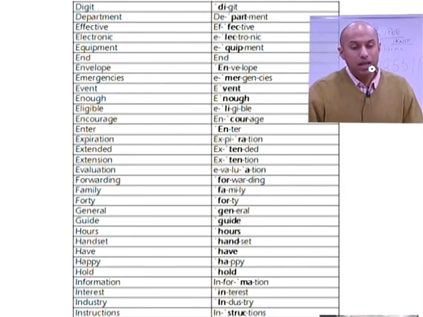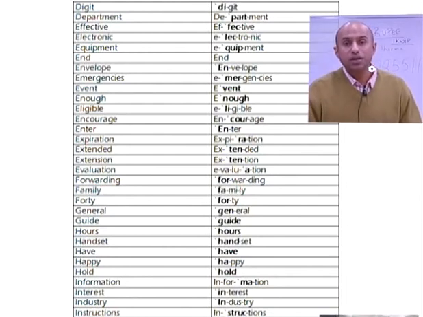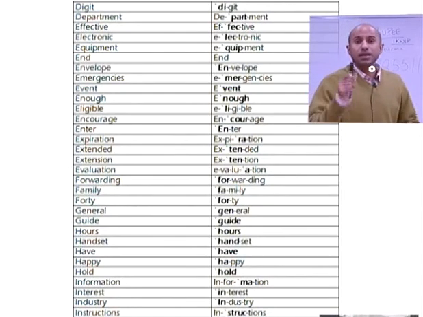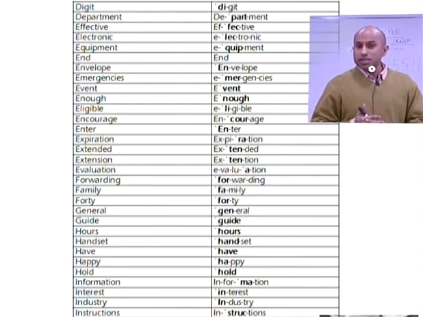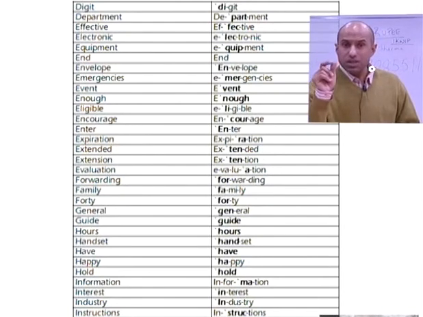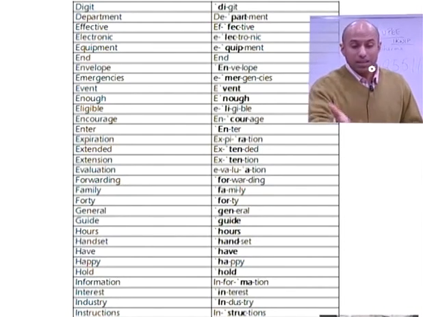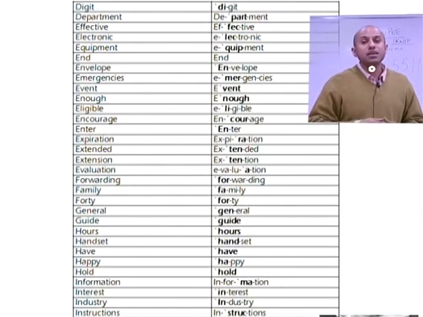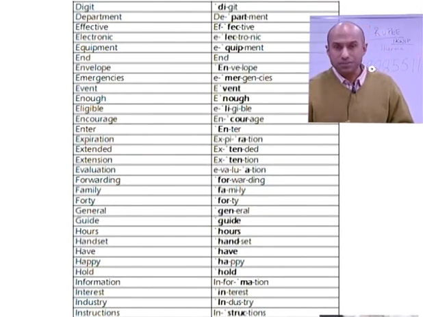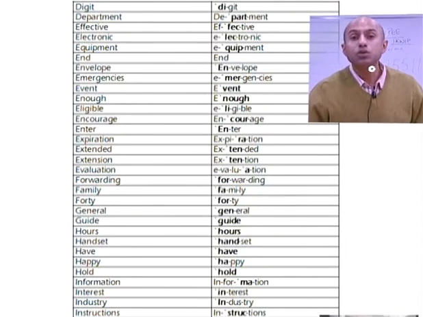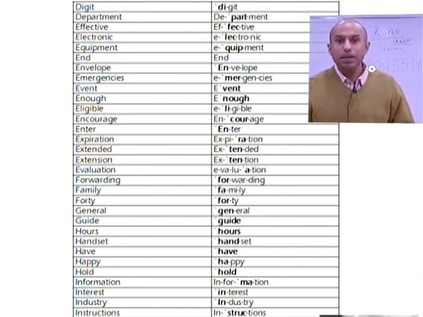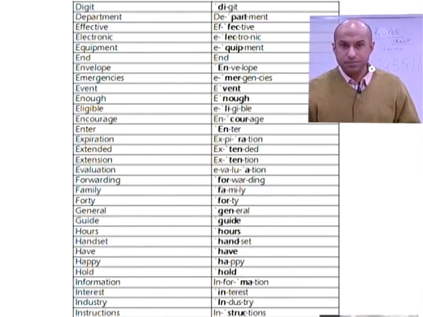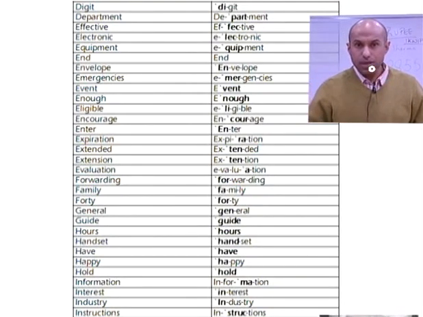Yes, extended, extension, evaluation. What did we say in the beginning? We said the syllable before the shin generally gets the stress, and that's how we get evaluation. And the verb clearly heard, evaluation. Evaluation. Yes, evaluation.